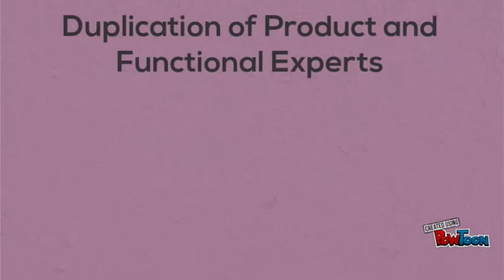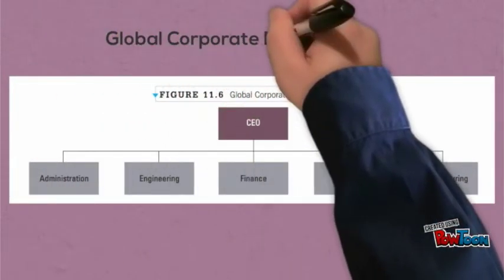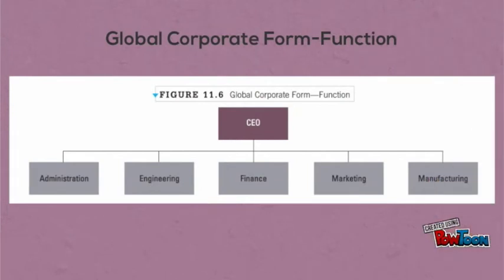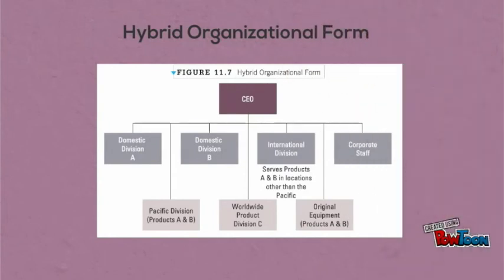If your company wants to be unique and use a form that hardly any other company uses, go for the global corporate form of function. Very few firms use this strategy. The reason it is used so rarely is because they believe that the worldwide functional expertise is more significant than the product itself.